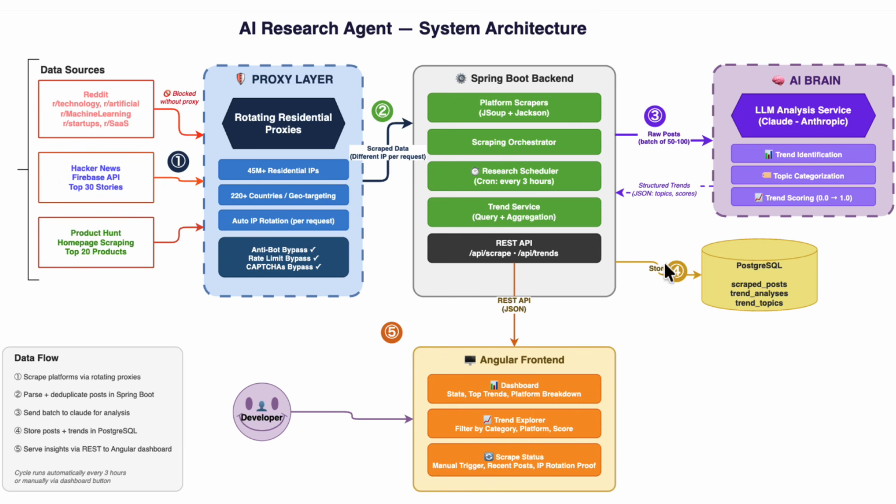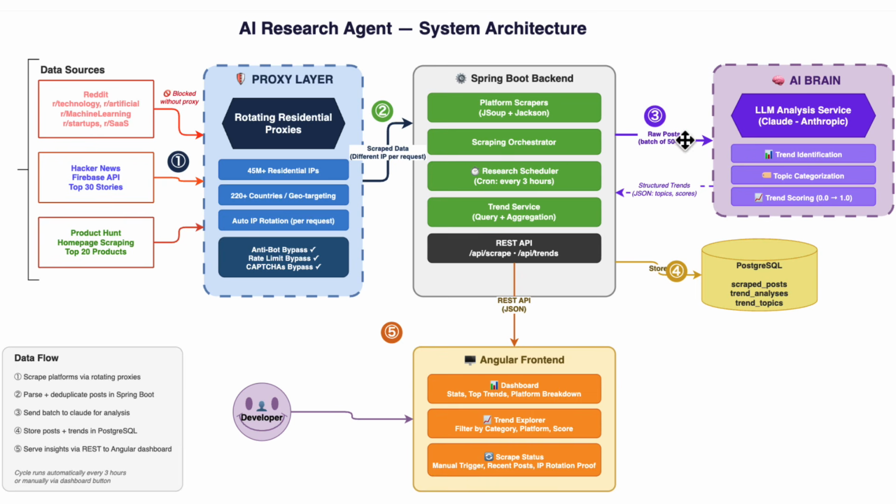Once we scrape the data, we will persist it to our PostgreSQL database. For example, we will have scraped post, trend analysis, and trend topics tables. Then we will have our AI brain, the brain of our application, that will do all the analysis. Here we will use an LLM analysis service, for example Claude from Anthropic, or you can use ChatGPT or any model you want. Switching from one to another is really smooth and simple. You can also use multiple of them.